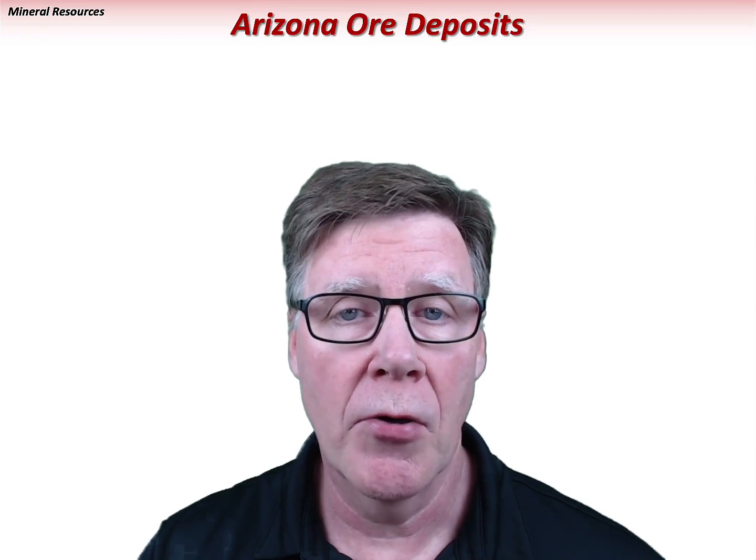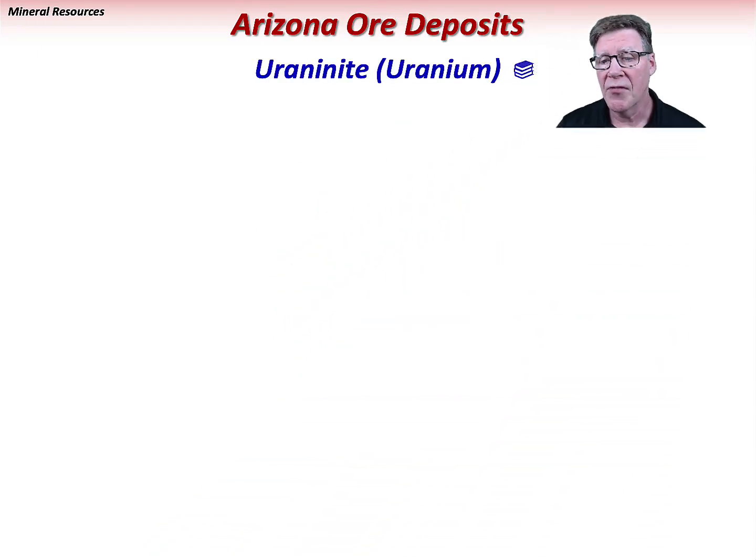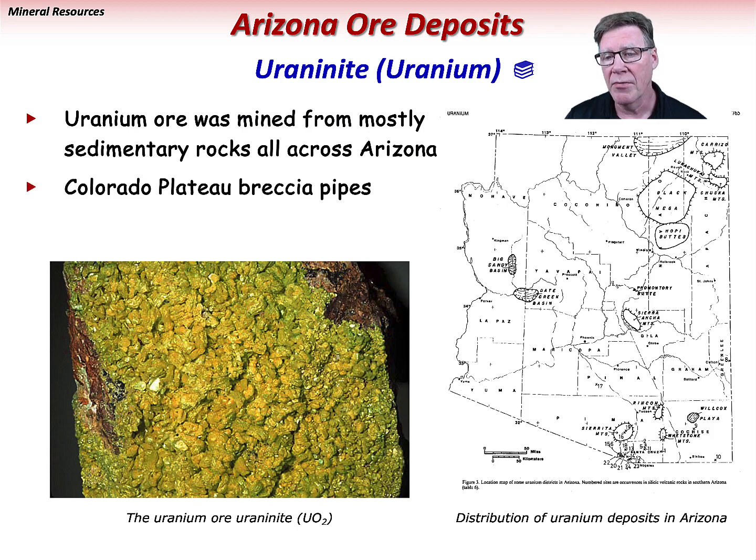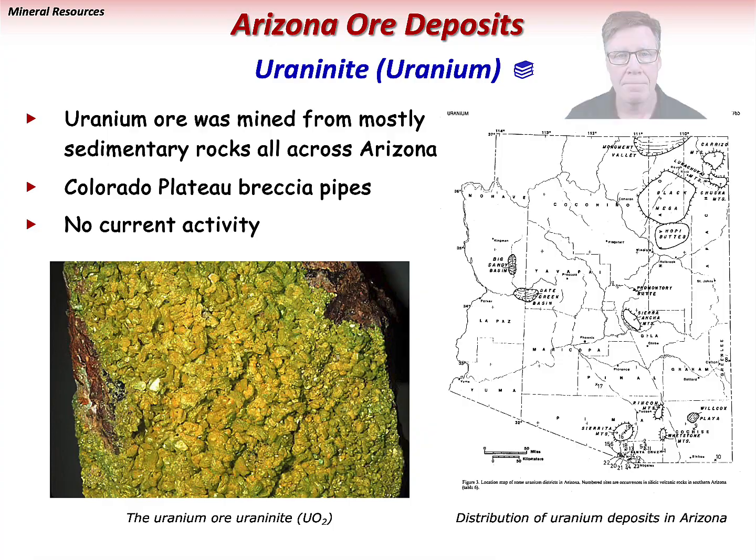The uranium oxide ore mineral, uraninite, was formerly mined from sedimentary rocks all across Arizona. It has also been discovered in breccia pipes on the Colorado Plateau, where groundwater movement serves to concentrate various minerals. None of these deposits are being currently mined.